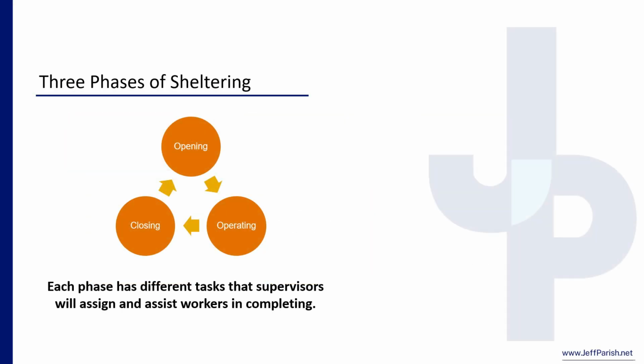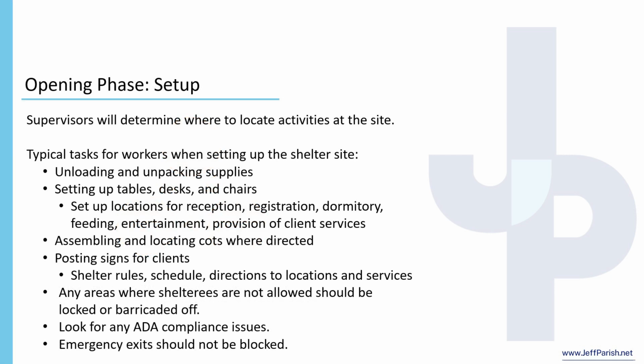There are 3 phases of sheltering: opening, operating, and closing. Each phase has slightly different tasks that supervisors will assign and assist workers in completing. So our opening phase starts with setup. The Emergency Operations Center will determine which shelters are going to be opened, and then supervisors and the shelter manager will help determine where each activity will be located within that site.